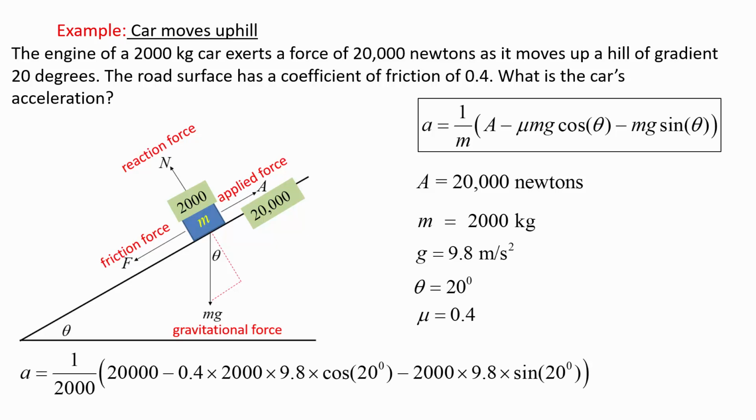Making those substitutions into our expression for the acceleration, you can see what we have there, and with a calculator, we will obtain a value of approximately 2.96 meters per second squared. So the acceleration of the car up the sloping surface is about 3 meters per second squared. That means that each second the speed of the car increases by about 3 meters per second.